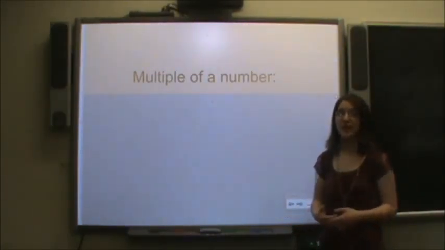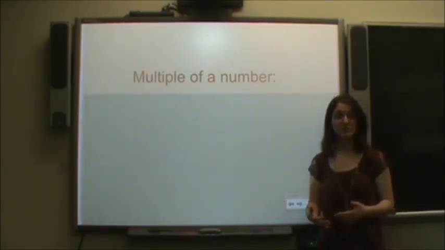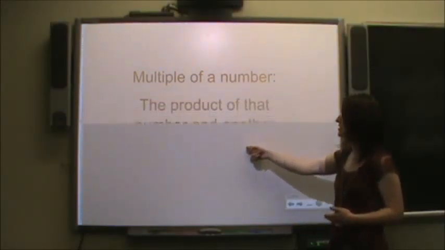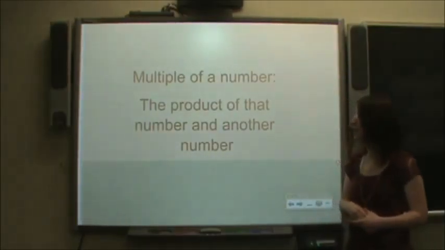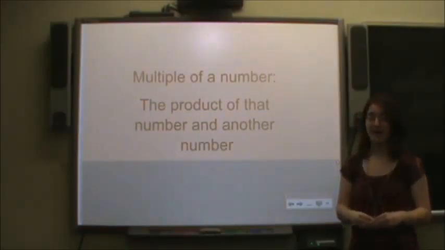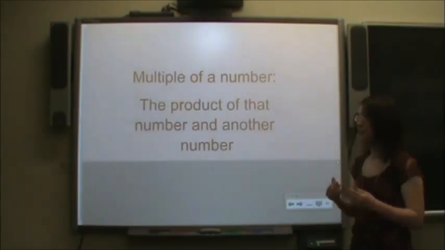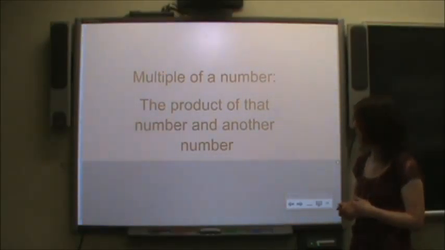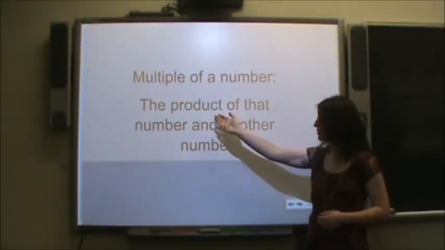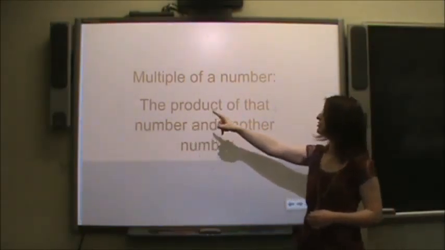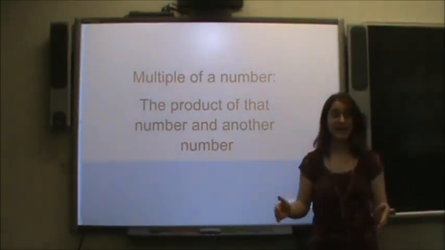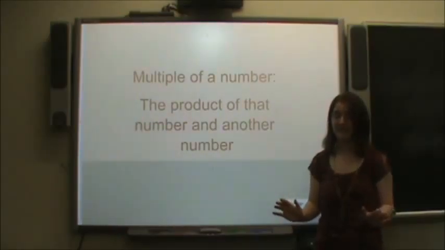We're going to move into multiples now. The definition of a multiple is a little bit more difficult to understand, but it'll make a lot more sense once we start to look at examples. So the definition is the product of that number and another number. So the multiple of a number is the product of that number and another number. Remember, the product is the answer to a multiplication problem. So we're saying that the multiple is the answer to a multiplication problem between that number, so the number that we're talking about the multiple of, and another number. All right, that's a little bit confusing to make sense of, but we'll make sense of it, don't worry.